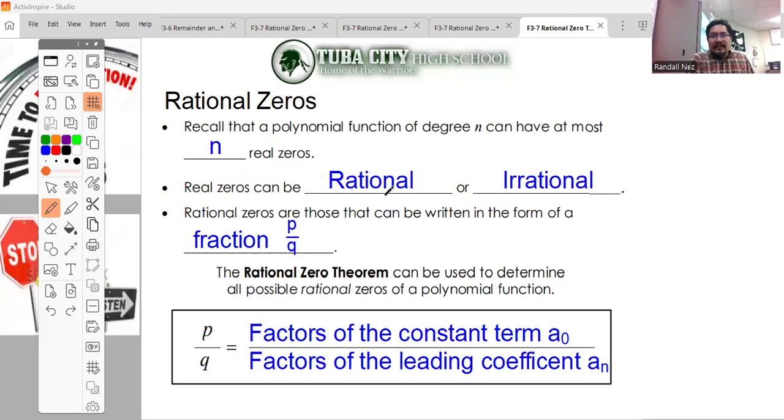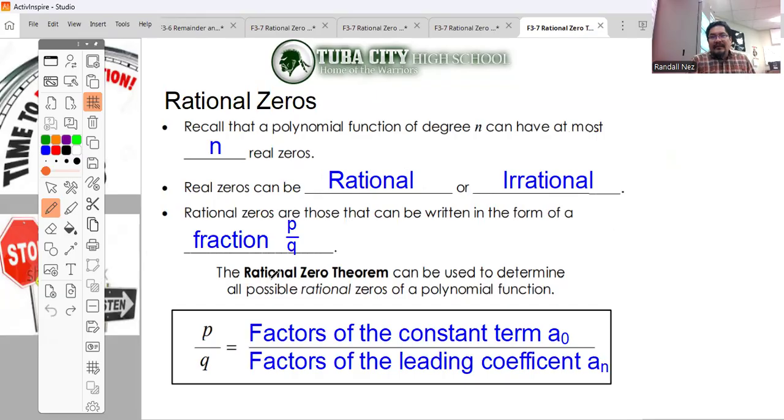Real zeros can be rational or irrational, and rational is the main one we're going to be focusing on today. But you can get occasional zeros that are something like 2 root 2, something that has a radical. All right, now we have a formula here of P over Q.